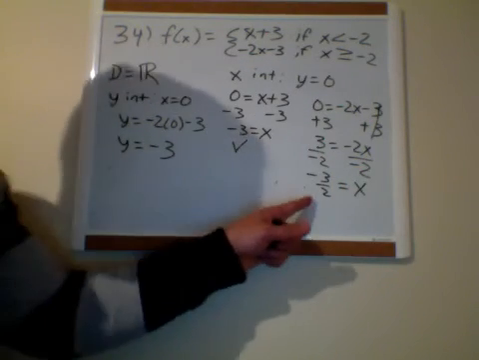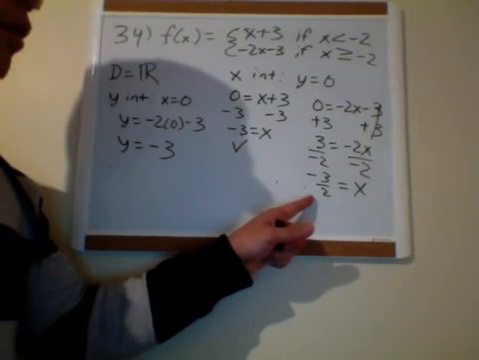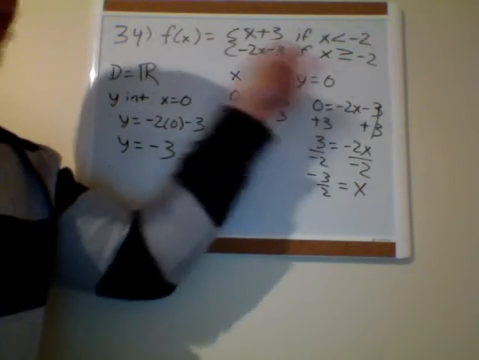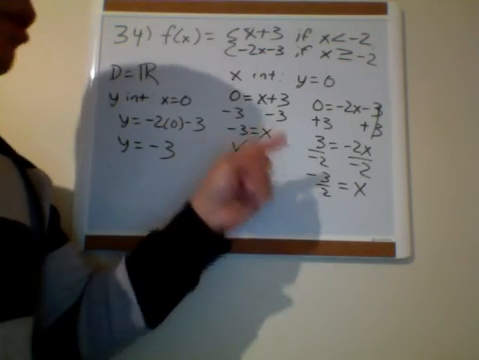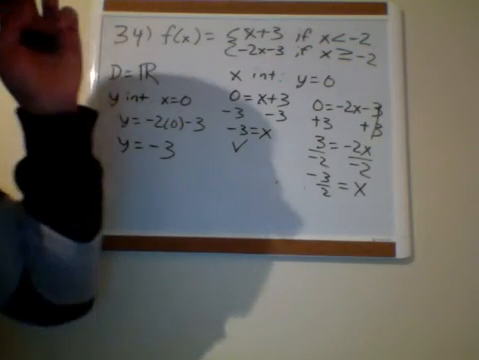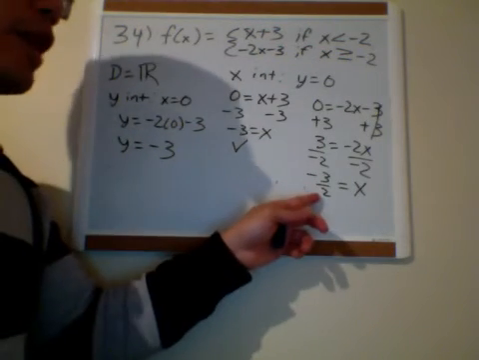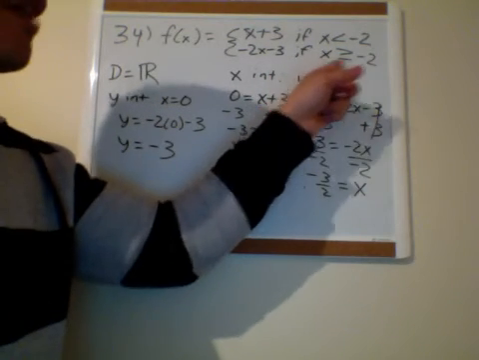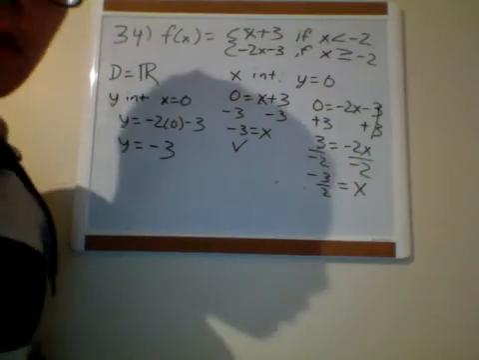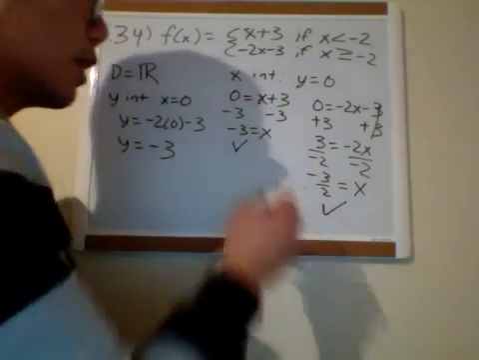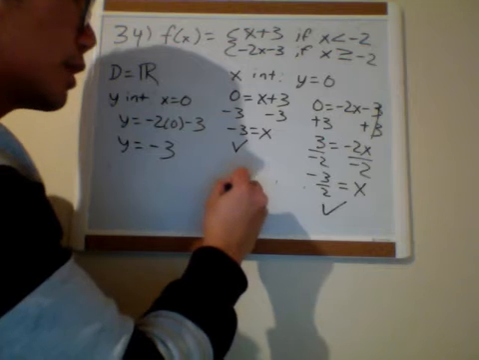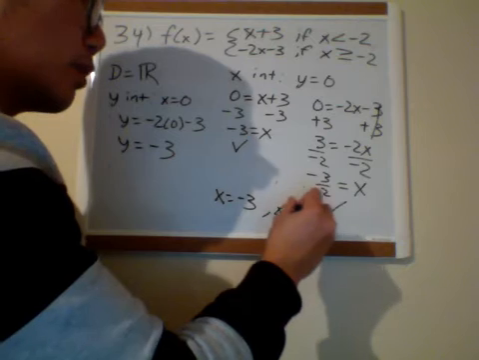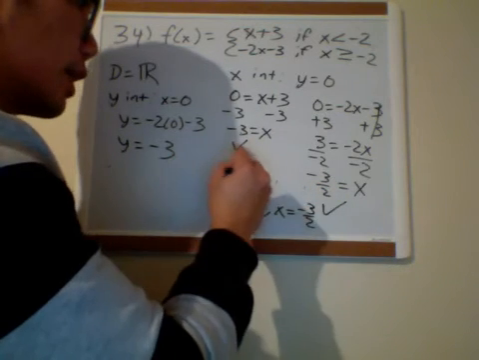Now I need to go and check back that -3/2 falls within the domain of this bottom part of the piecewise function. So x is greater than or equal to -2. Now, -3/2 is really -1.5, and -1.5 is greater than -2, right? So this is an x-intercept. So you have two x-intercepts here. You have x is equal to -3, and also x is equal to -3/2. Those are your x-intercepts.